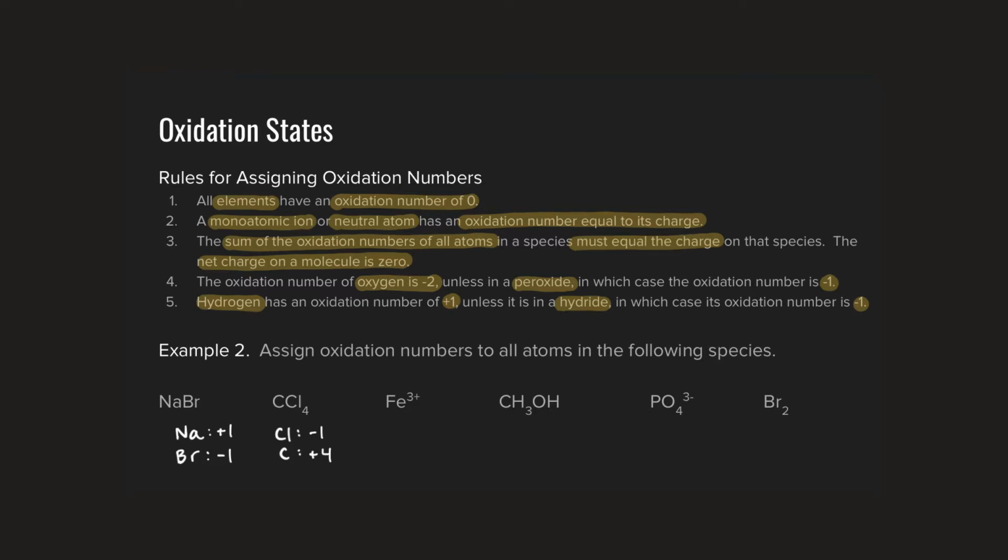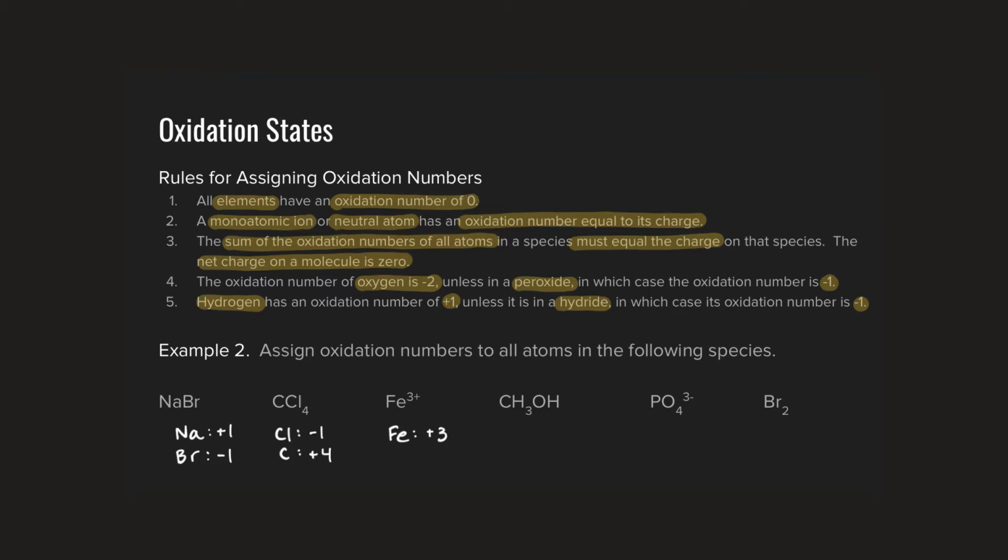The next one here is very friendly. I've got the Fe3+ ion. Fe3+ is a monoatomic ion, and as such, by rule number 2, I know that it must have an oxidation number equal to its charge, which means the oxidation state of the ferric ion is +3.